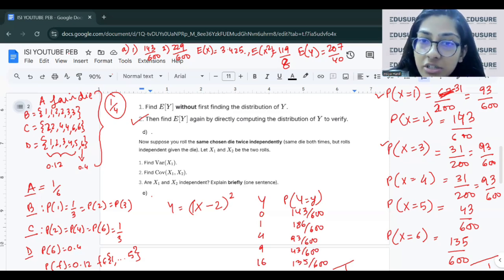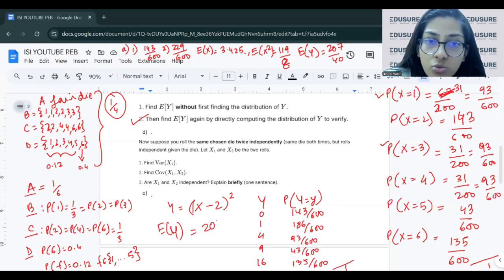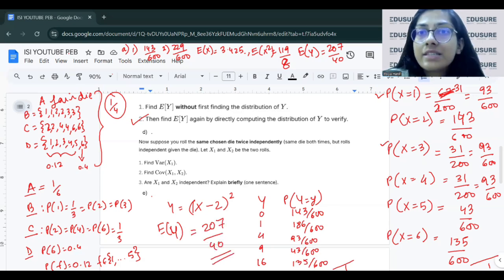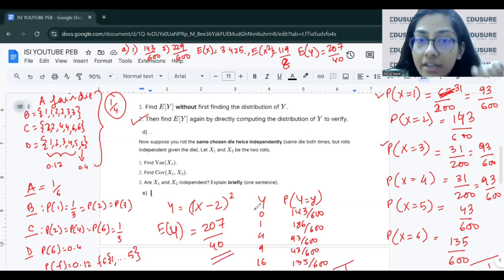Now for the expectation, you just have to multiply these two and add up. So if you calculate the expectation of y, it will be basically 0 into this probability, plus 1 into this probability, plus 4 into this, plus 9 into this, plus 16 into this, right? If you calculate, you will get 207/40. So you can say that both the expectations from question 1 and question 2 have been verified. Okay, so this is correct.